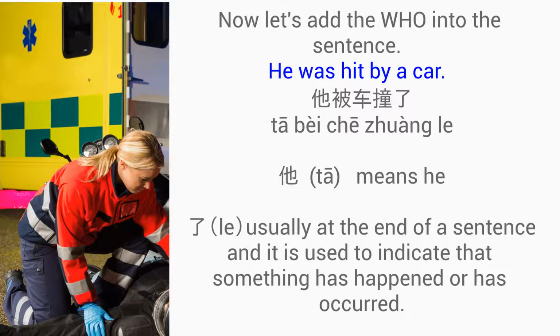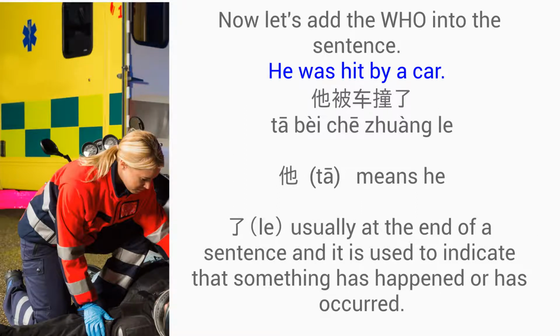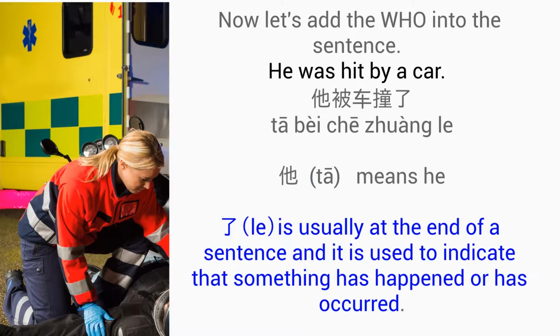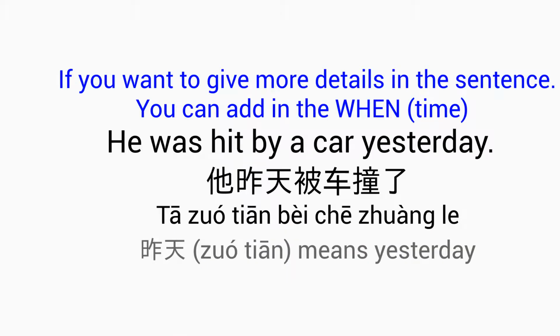Now let's add the who into the sentence. He was hit by a car. 他被车撞了。他 means he. 了 is usually at the end of a sentence and is used to indicate that something has happened or has occurred. If you want to give more details in the sentence, you can add the when.